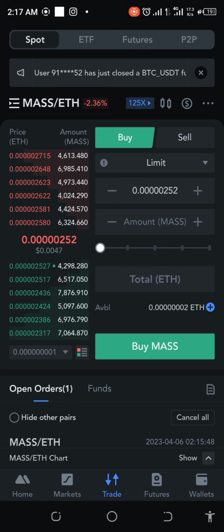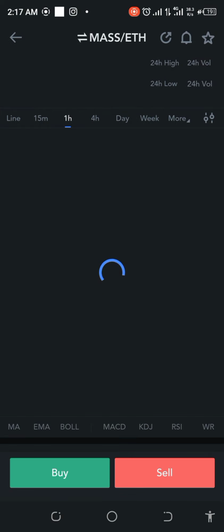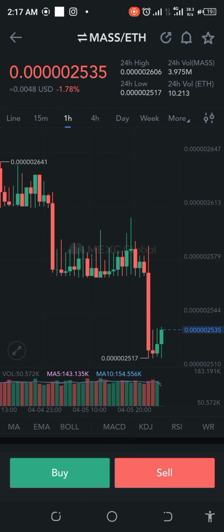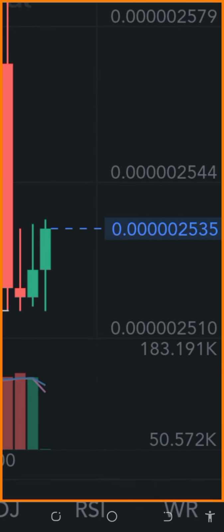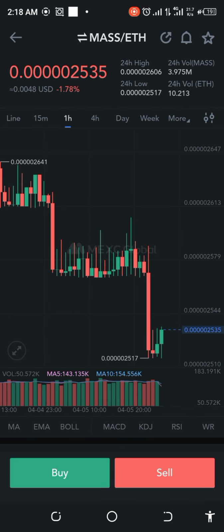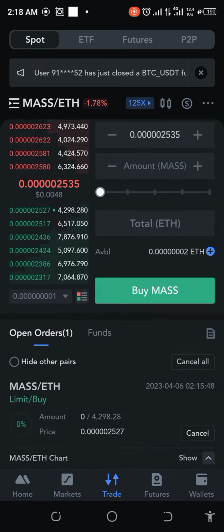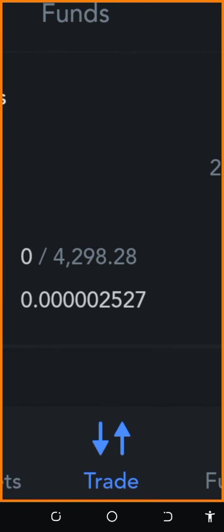So we will check the chart and see what it is looking like. Let's look at the chart. It's actually pumping. It's actually pumping. That means that we really need to go back a little downwards because it's 2535 now. What did we say? Has this gone? No, it hasn't. What we wanted to buy, we bought at 2527. So this has to go down to 2527.